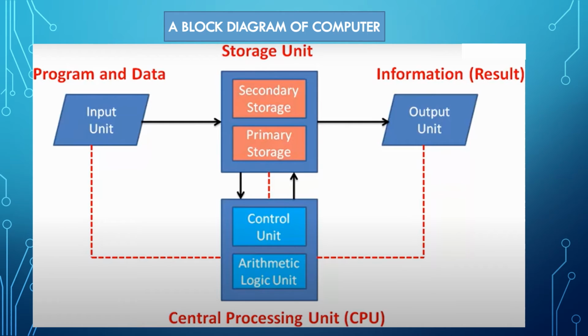A block diagram of a computer. The figure shows that it consists of an input unit where the data is taken from the input devices and then transferred to the central processing unit or the CPU, which consists of the control unit and the arithmetic and logic unit. Then the data will be transferred to primary storage or secondary storage of the storage unit, and then the resultant information is transferred to the output unit with the help of output devices.